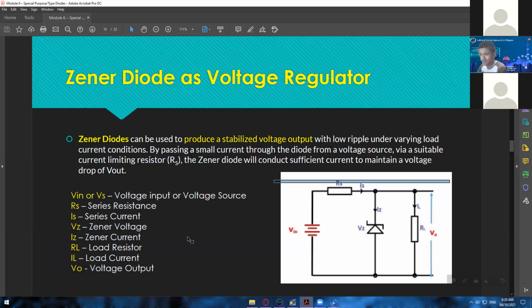So Vin or Vs are just the same. That's our voltage input or voltage source. RS is our series resistance, and IS is the series current. VZ is the Zener voltage, IZ is the Zener current, RL is the load resistor, IL is the load current, and then VO is the voltage output.